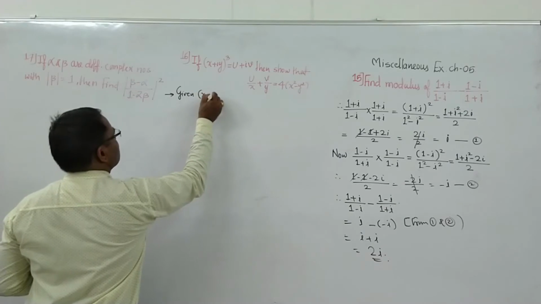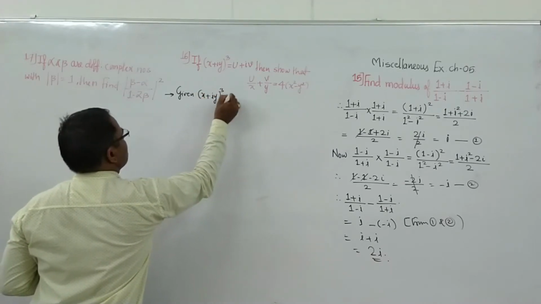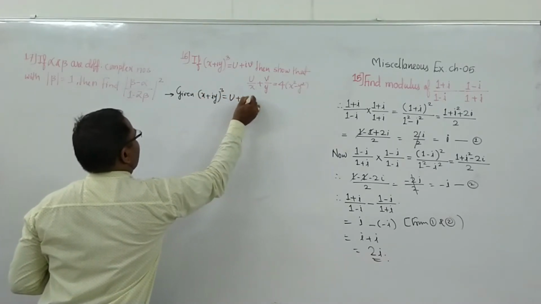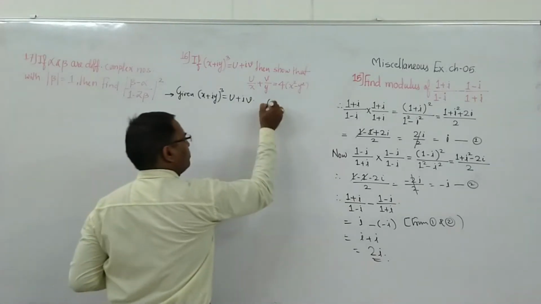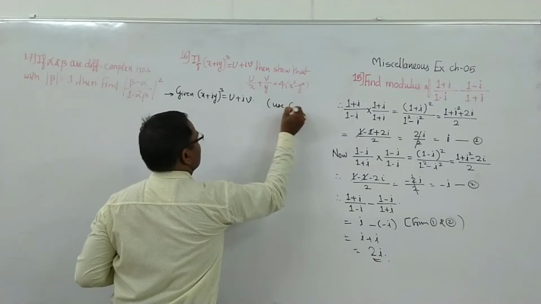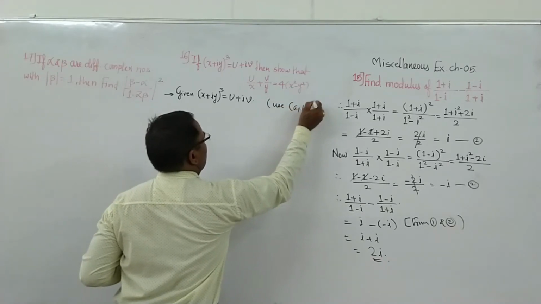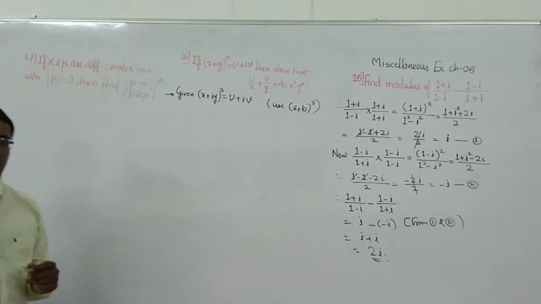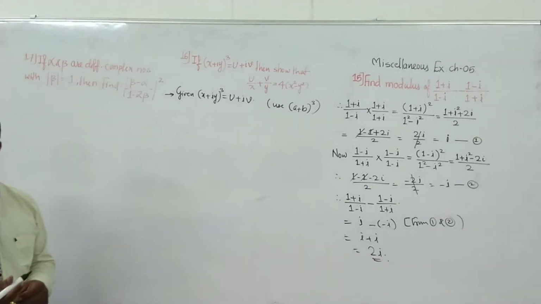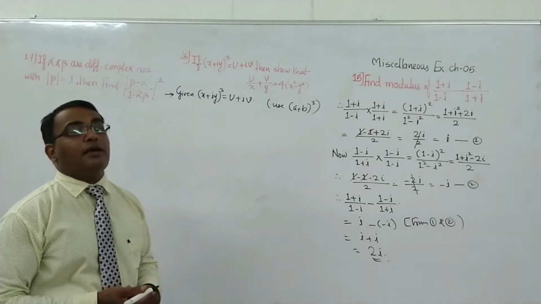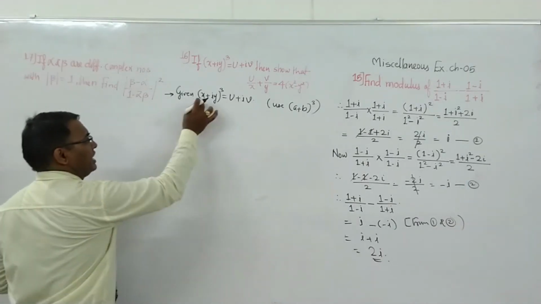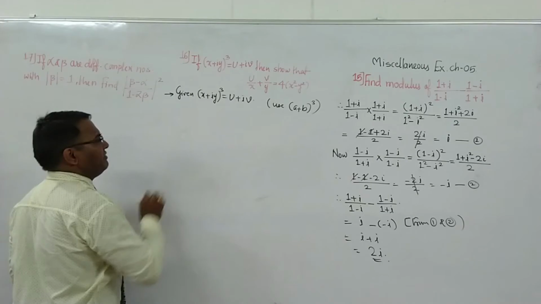Given (x plus iy) cube is equal to u plus iv. Now, what is this (x plus iy) cube? Here we will use (a plus b) whole cube, that is a simple identity: a cube plus 3a square b plus 3ab square plus b cube. So a is what? x, and b is what? iy.